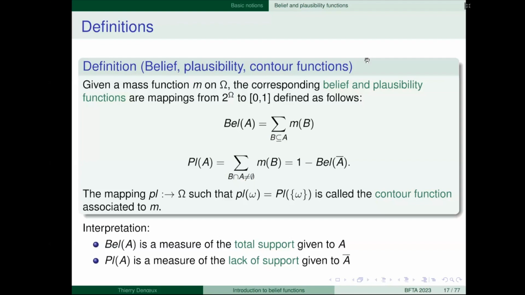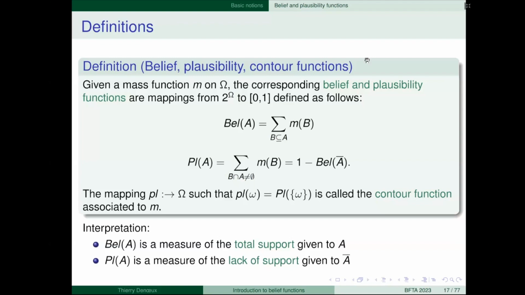Then the next function is called the plausibility function. The plausibility of A is defined as the sum of the masses m of B given to all subsets B whose intersection with A is non-empty. And this is interpreted as a measure of the consistency of the evidence with A, because if we know that the truth is in B and B intersects A, then this is consistent with the truth being in A. B intersection A being non-empty is the same as B not being included in the complement of A.